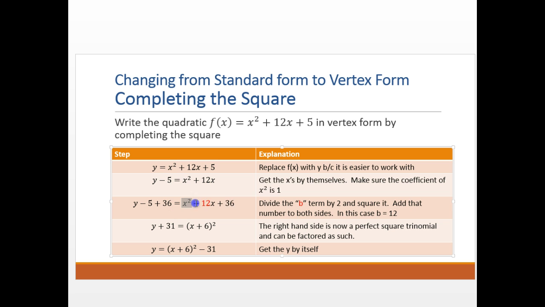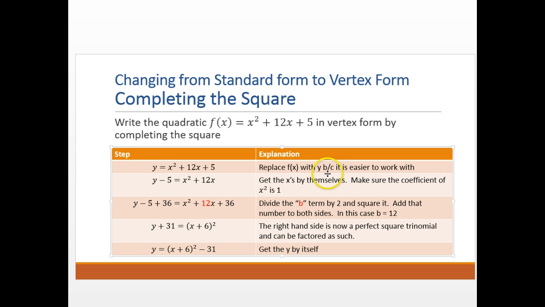The reason we did this is because x squared plus 12x plus 36 is now a perfect square trinomial. And it should factor. In fact, it factors to x plus 6 squared. So we get y equals the quantity x plus 6 squared minus 31. So this form in our final answer is equivalent to what our original equation was.